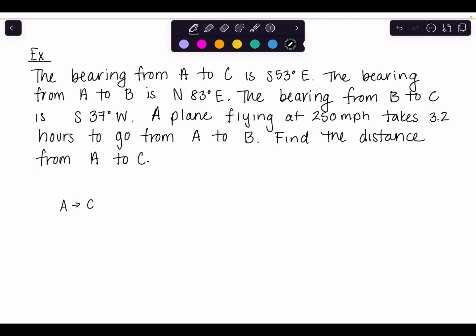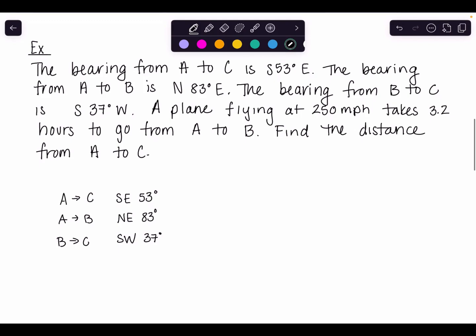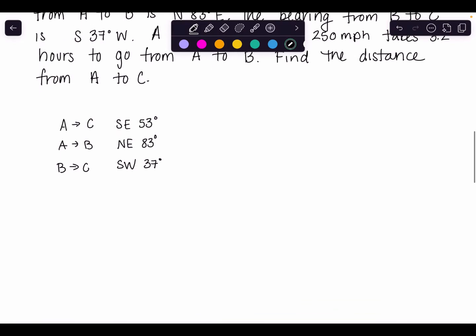So what I'm going to do is I'm going to condense this information. Going from A to C is going to be southeast 53 degrees. From A to B is northeast 83 degrees. And then from B to C is going to be southwest 37 degrees. So ultimately this is going to create a triangle, and these angles are going to fill in somewhere. That's the hardest part with this, so we're going to spend the time with it.